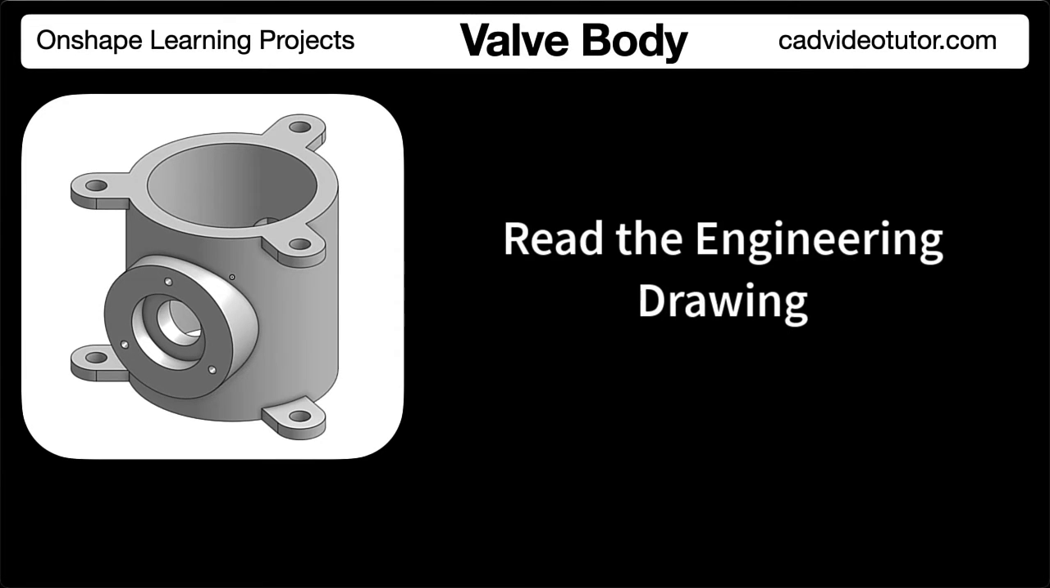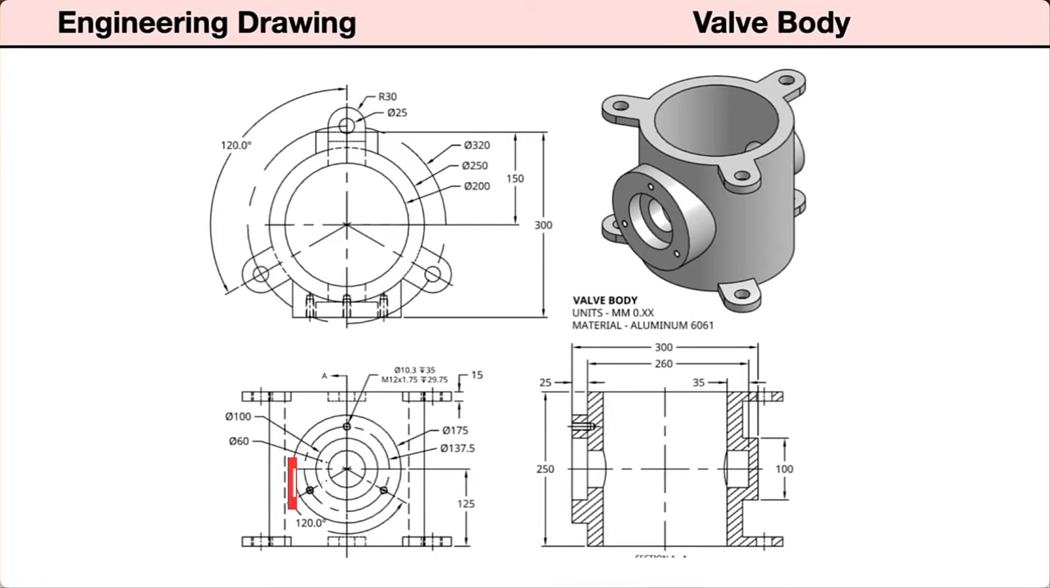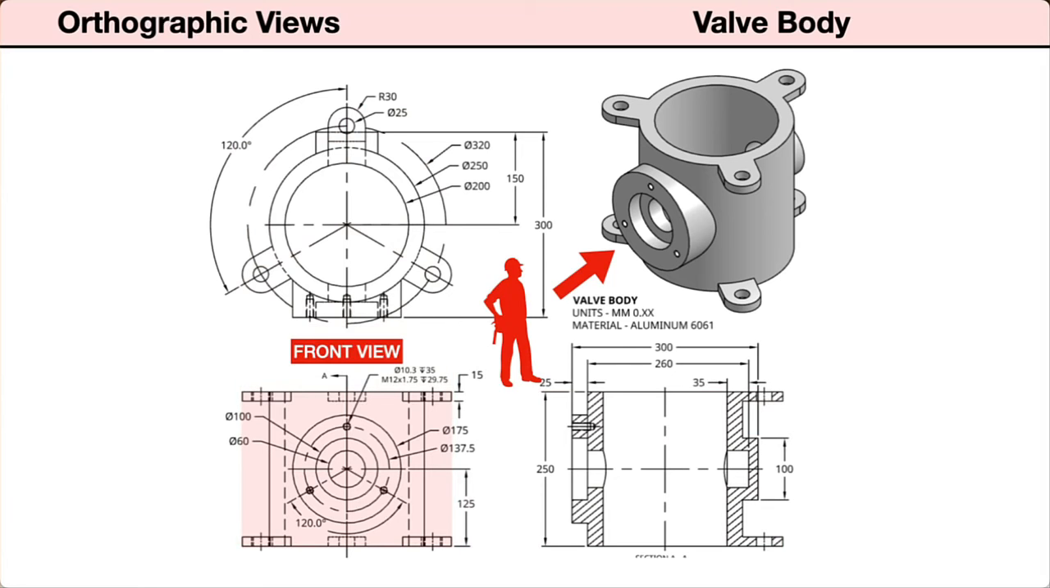In this segment, we'll review the engineering drawings for this valve body. We will start by identifying the views. First, there is an isometric drawing to help us visualize the part in 3 dimensions. Next, the orthographic views show the 3 primary views as flat 2D drawings. In third-angle projection, the front view is in the lower left.